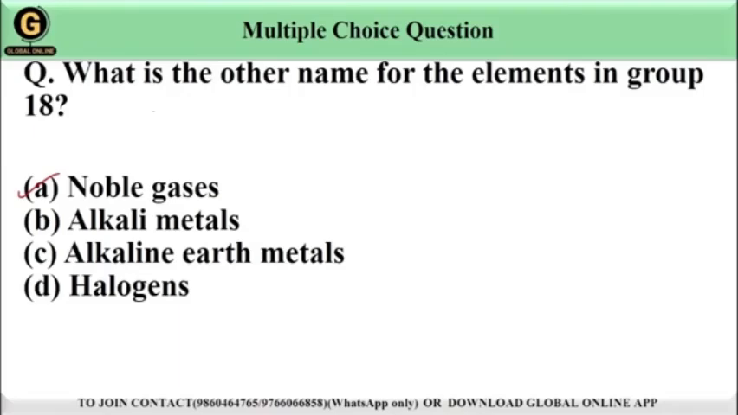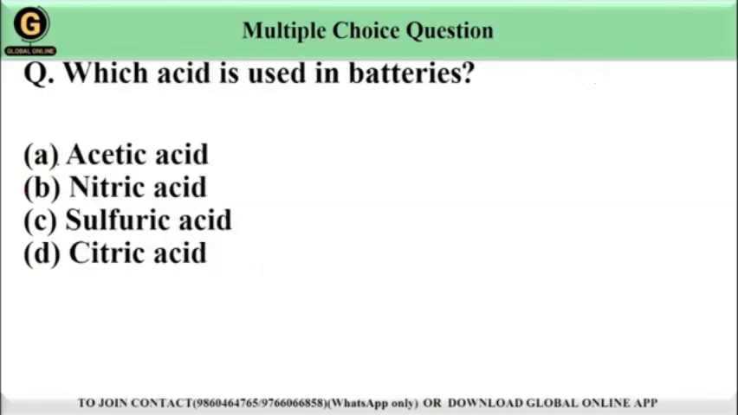The noble gases include helium, neon, argon, krypton, xenon, and radon. They are different from alkali metals which are present in group 1, alkaline earth metals which are present in group 2, and the halogens which are present in group 17. So the correct answer among the options is option A, noble gases. Let's move on to the next question.